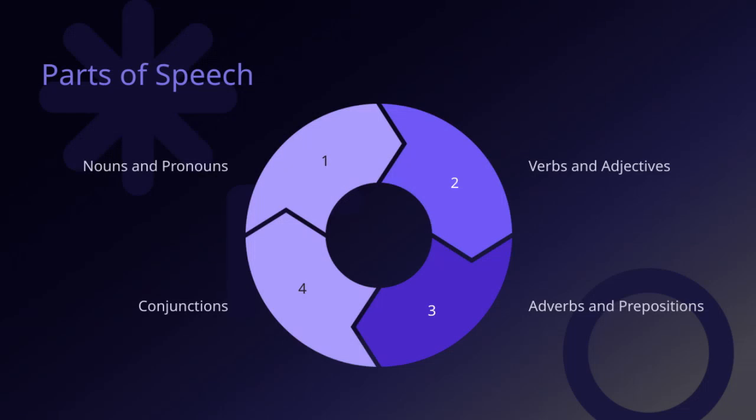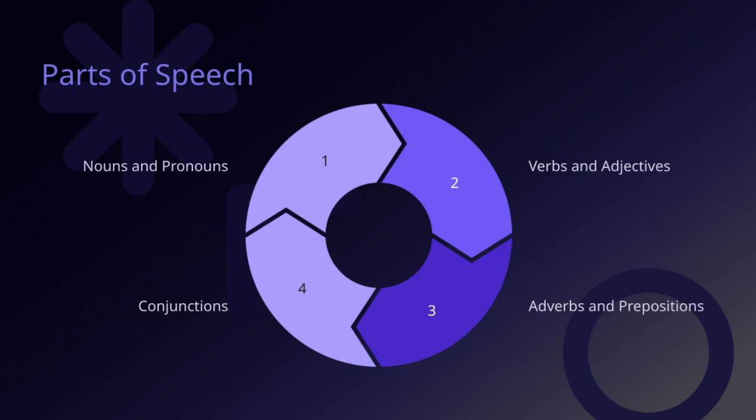Let's take a closer look at the different parts of speech that make our language rich and expressive. On this slide, we see categories like adverbs and prepositions, which add detail and clarity to our sentences. Adverbs, for example, often tell us how, when, or where something happens, while prepositions show relationships between different parts of a sentence. Moving on, we have verbs and adjectives, the core of our actions and descriptions.